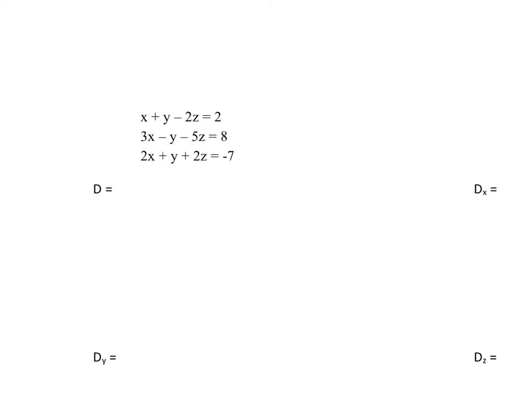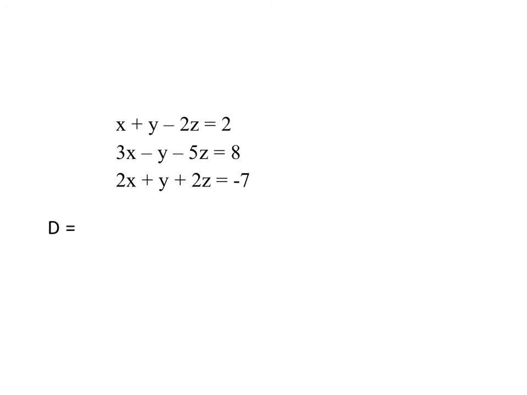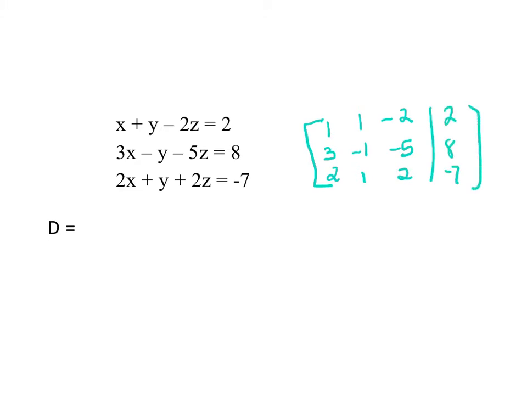All right, we're going to use Cramer's rule again. This is obviously with 3 variables. So this is just a long process, but nothing you guys can't handle. Let's write our augmented matrix first. So 1, 3, 2. 1, negative 1, 1. Negative 2, negative 5, 2, and then our answers are 2, 8, negative 7.